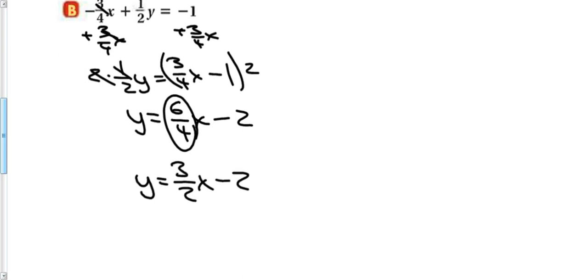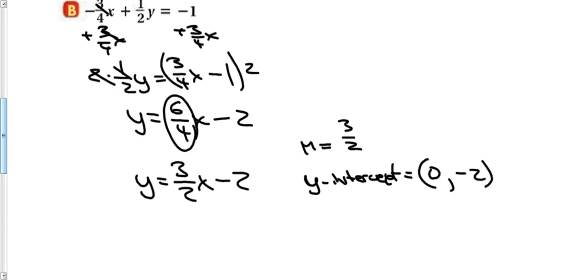And there's my equation in slope-intercept form, which means that the slope is going to be 3 over 2, and the y-intercept is going to be 0, negative 2.